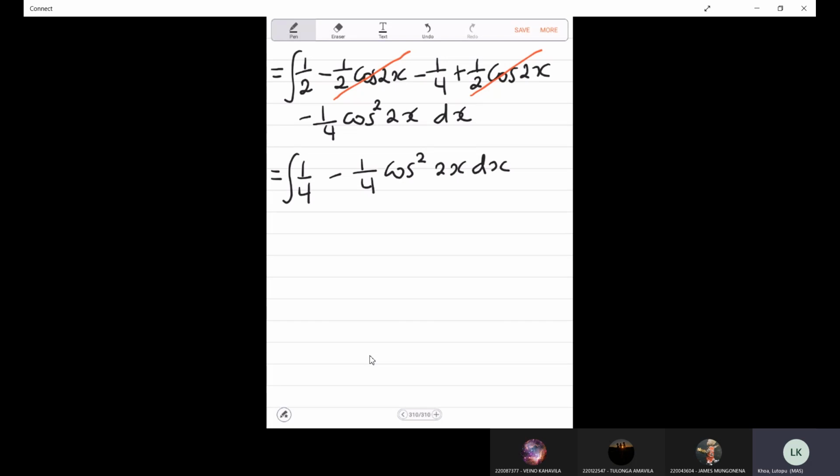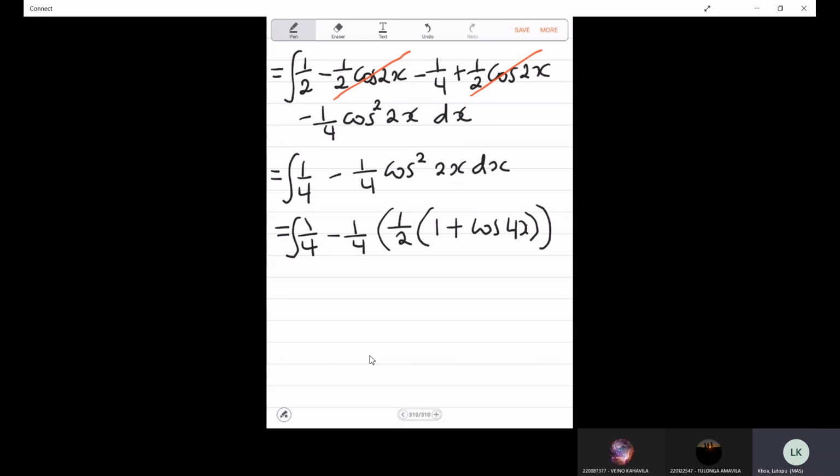So this is a quarter minus the quarter is outside. Then I have a half, 1 plus, because it's cos, I have cos 4x dx. So this is from your double angle identities. Okay, so that's what we have. And we can multiply everything out, and then what we have to integrate will be much simpler than what we started with.